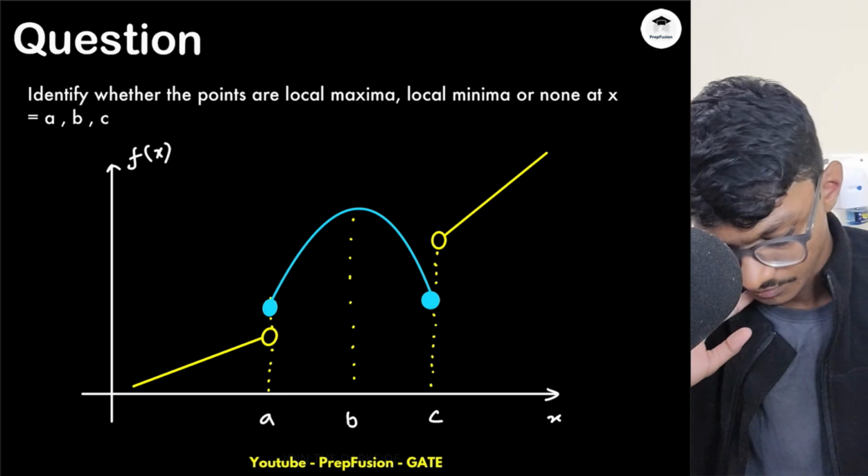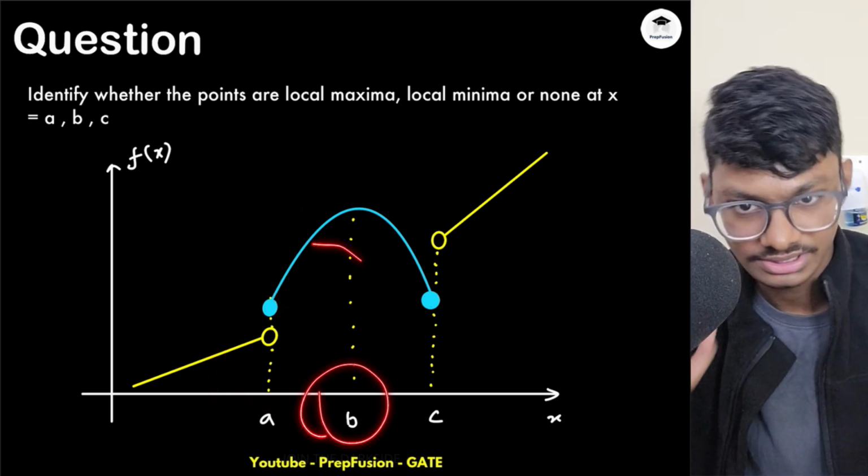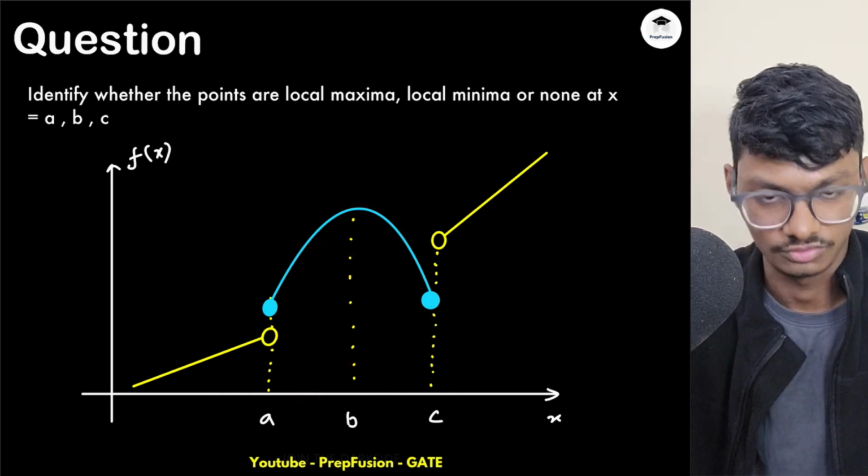So basically what you do, first let's take point b, right? B is an easy one because here there is no discontinuity and it is continuous, and differentiation also exists.